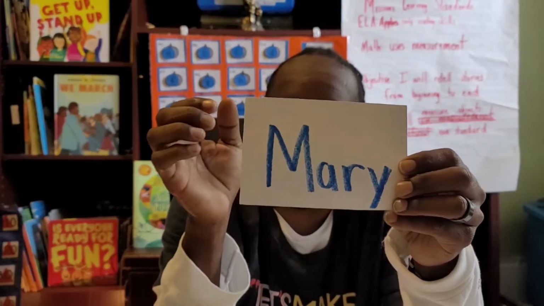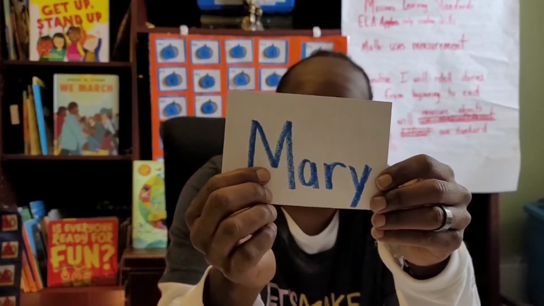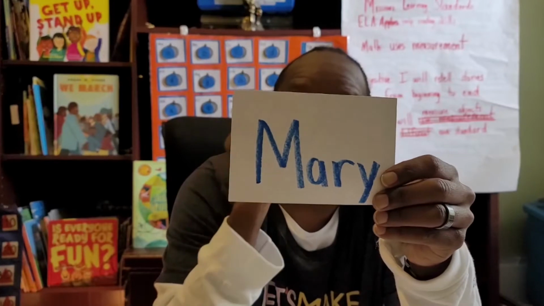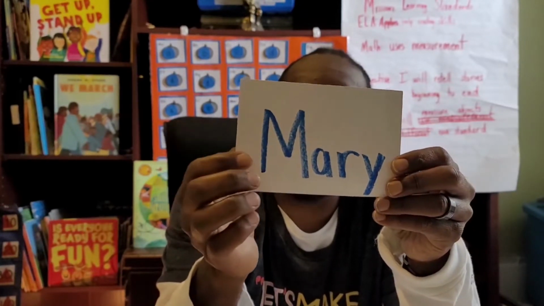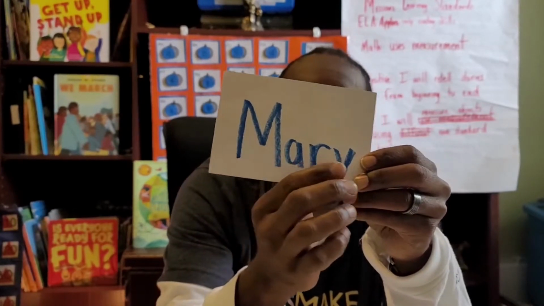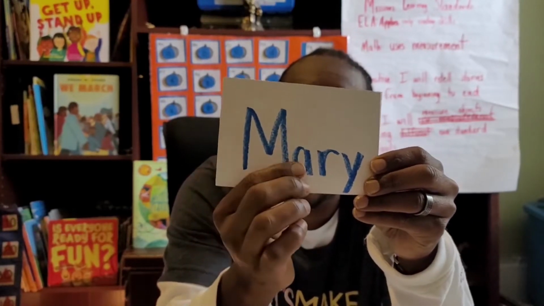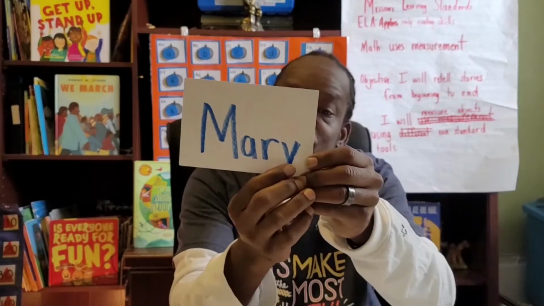And whose name is this? Hi, Miss Mary. Hi, Mary T. What letter is this? A capital M. Mary's name starts with an M. Let's spell Mary's name. M-A-R-Y. Hey, Mary. Yep, it ends with a Y, just like Prosperity.